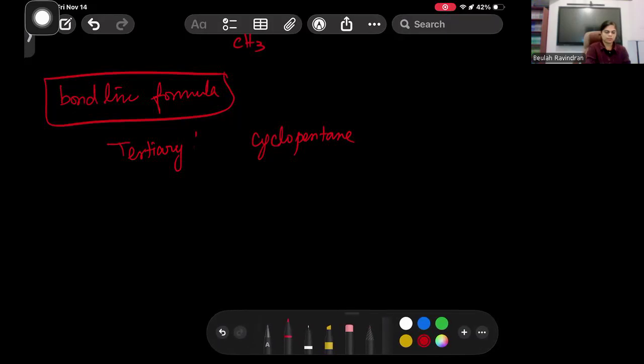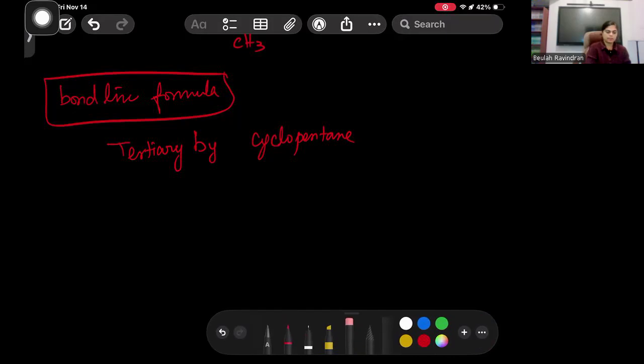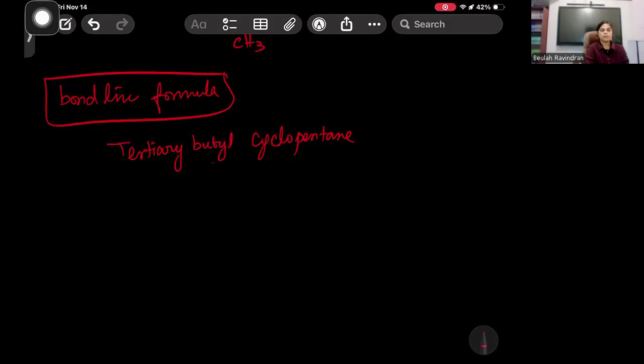So this is the question you are asked to find. You are asked to write the bond line formula. Okay, cyclopentane. How can you draw cyclopentane? Slightly, it is pentane. Okay, then butyl, tertiary butyl. So butyl means you have to draw like this, right? Okay, tertiary butyl. So tertiary butyl cyclopentane. Okay.